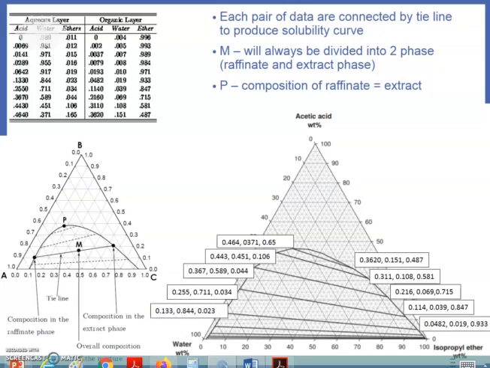Today I'm going to cover how to draw a triangular diagram using the data given for the equilibrium. You can find this data in Appendix A3.24 at the back of your textbook. This side will be the water layer, or aqueous layer, and this side will be the organic layer. So how do we draw this triangular diagram?